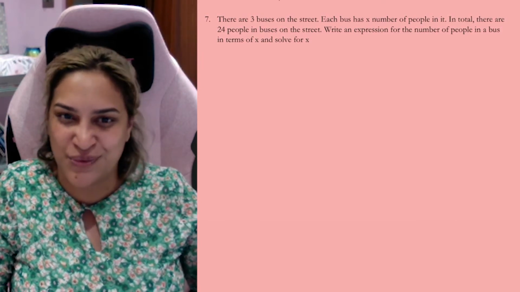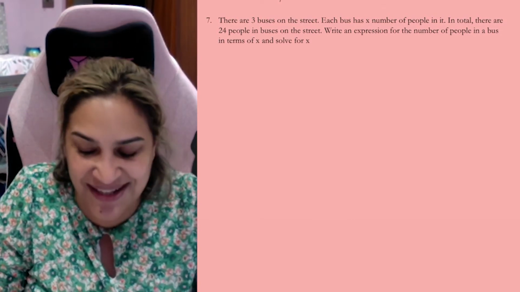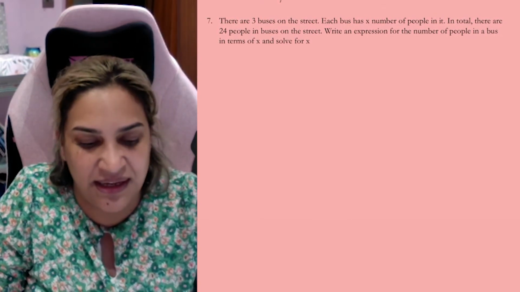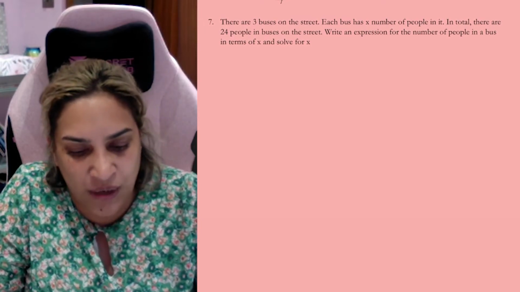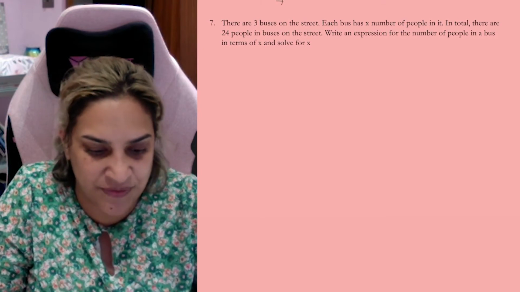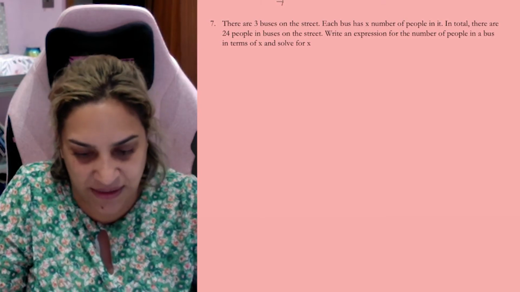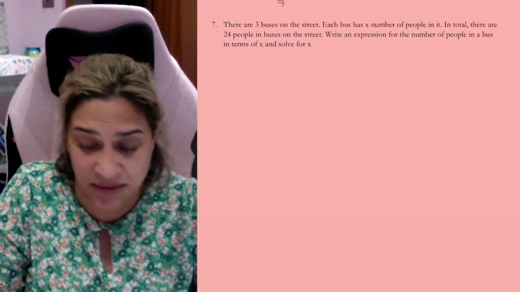So there are 3 buses on the street. Each bus has X number of people in it. In total, there are 24 people in buses. Write an expression for the number of people in terms of X and solve for X.